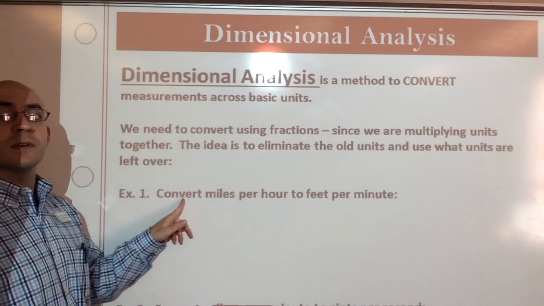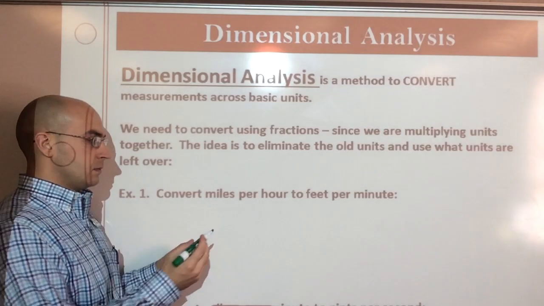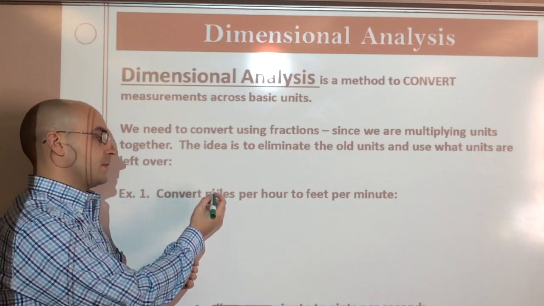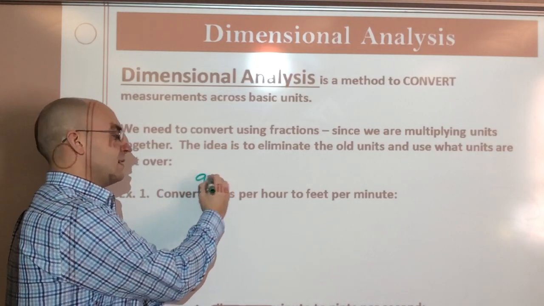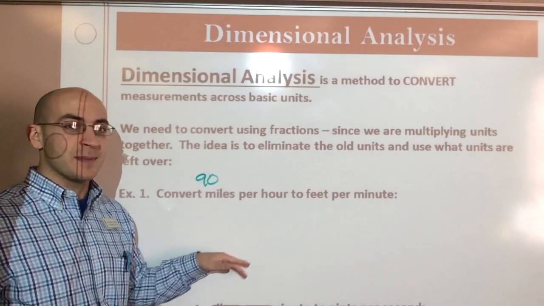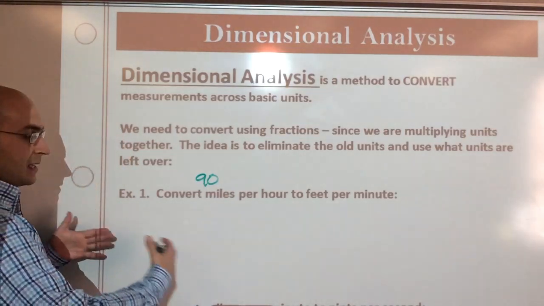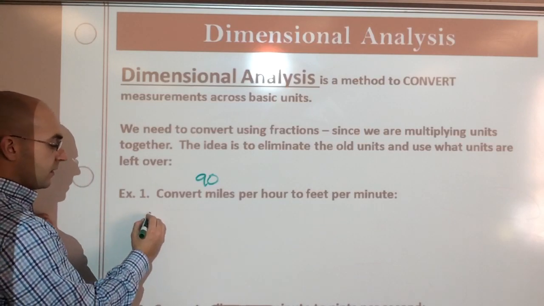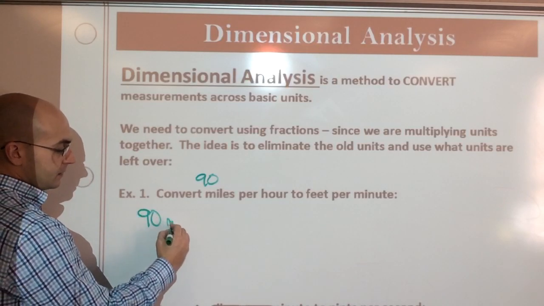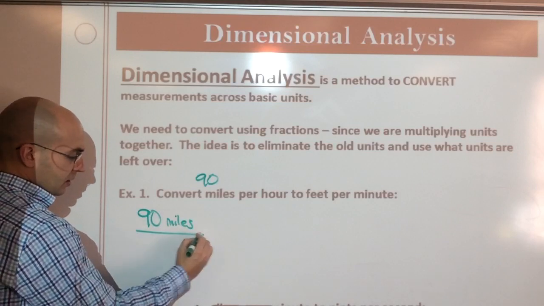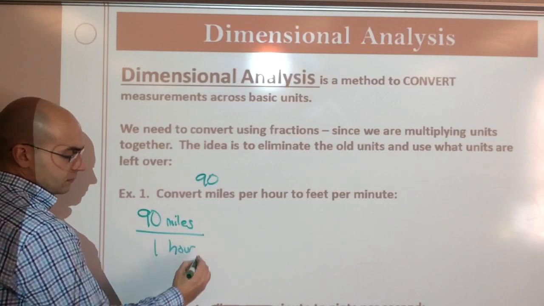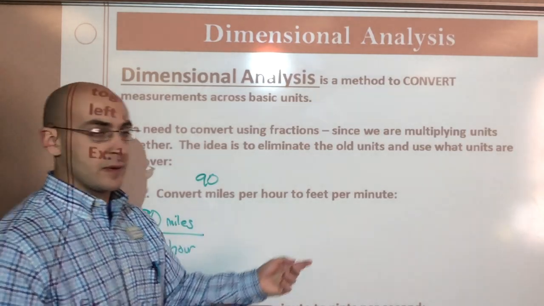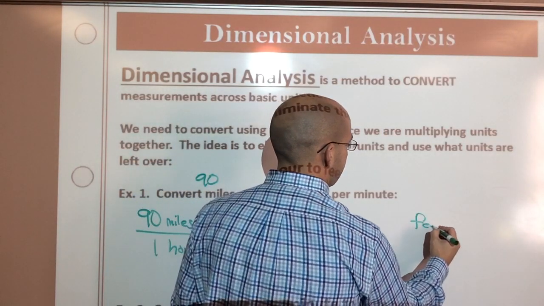So we're going to do this one: convert miles per hour to feet per minute. So I need to give you a miles. Let's go crazy. Let's go 90, right? 90 miles per hour to feet per minute. So it's me basically setting up some fractions, right? Me setting up a table pretty much. Okay, so if I've got 90 miles, right, it's per 1 hour. I want to end up converting it to feet per minute. So I'm going to put feet per minute over here.